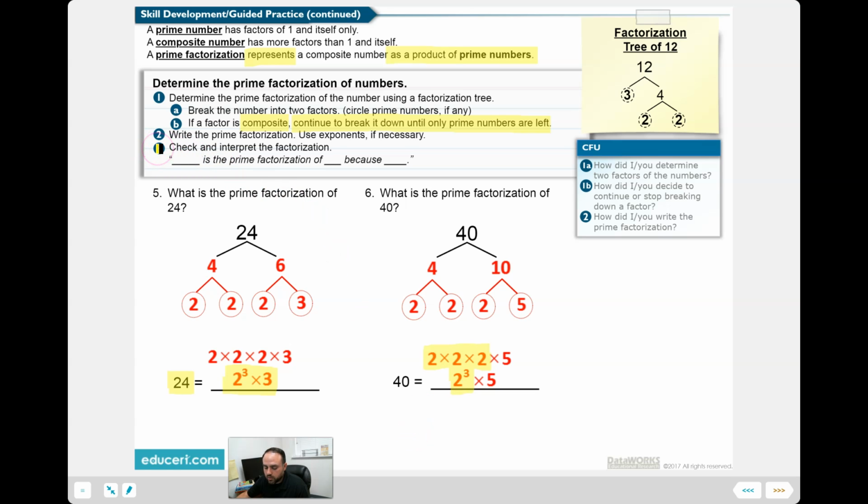Step 3. You read. Read your final statement. Ready? Read. 2 to the third power times 5 is the prime factorization of 40 because it represents 40 as the product of prime numbers.